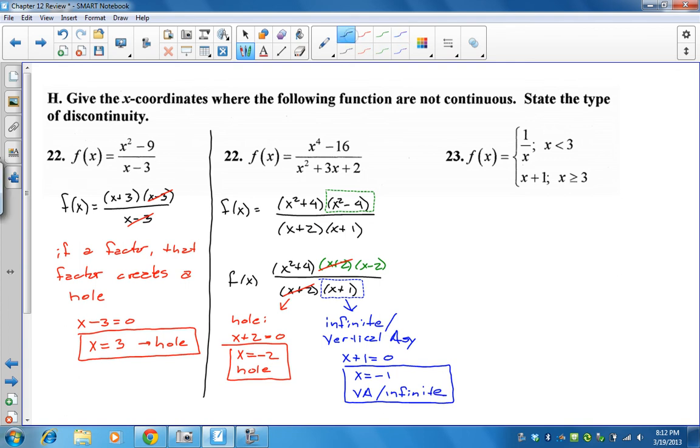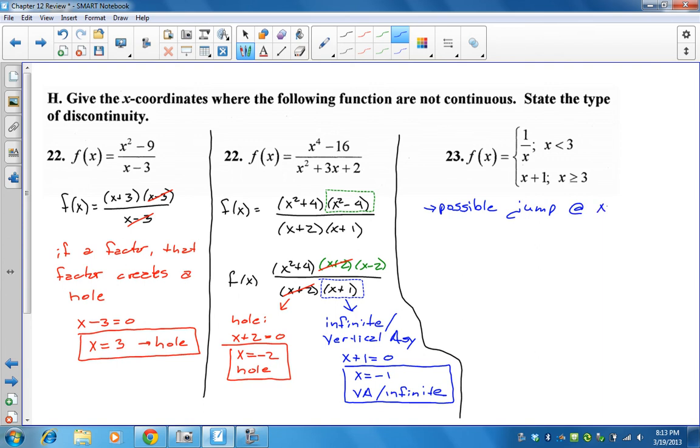Alright, so there's 22. So you want to factor and cancel. If anything cancels, that creates a hole. If anything is left over, that is an infinite discontinuity or a vertical asymptote. And then the last one is a piecewise. And if you have a piecewise, there is a possible jump wherever the piece changes from one function to another. So this happens at x equals 3. So there is a possible jump at x equals 3.